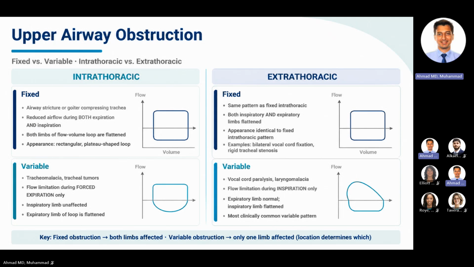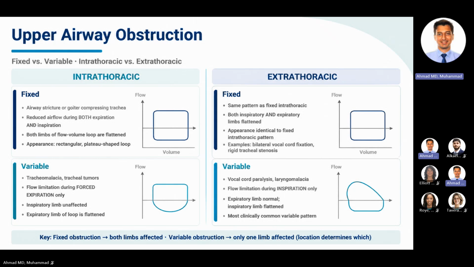In intrathoracic fixed airway obstruction, there is flattening of both the inspiratory and the expiratory limb. Common causes include airway stricture or goiter compressing the trachea. In variable intrathoracic airway obstruction, the expiratory limb of the flow volume loop is affected. Examples are tracheomalacia and tracheal tumors.